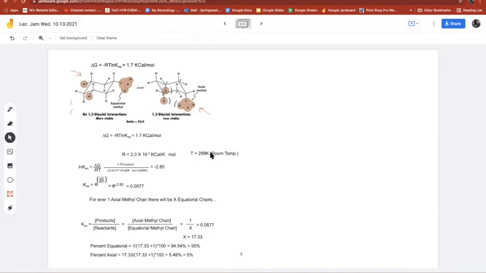So at room temperature, if I plug in my numbers and I solve for ln K equilibrium, it would equal delta G over negative RT. Put all those numbers in, I get ln K equilibrium is negative 2.85. Then I do the natural log change here. It equals e to the negative 2.85, which is 0.0577. That's the K equilibrium for this. So my methyl is axial on the product side, correct? So does this number make sense, this K equilibrium?